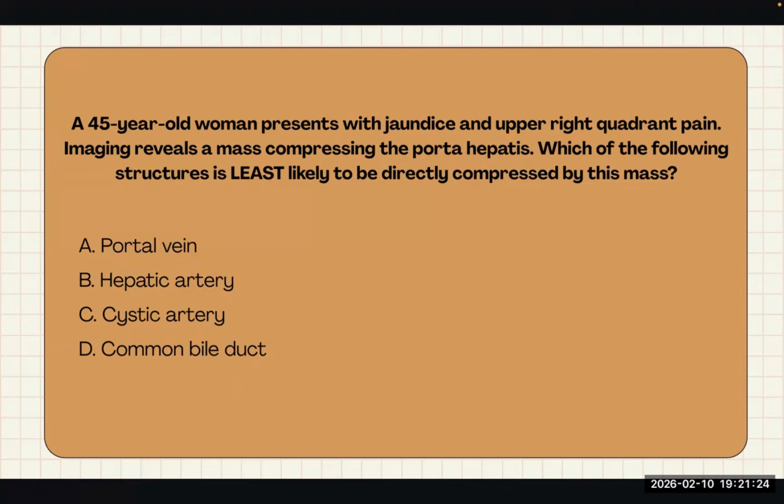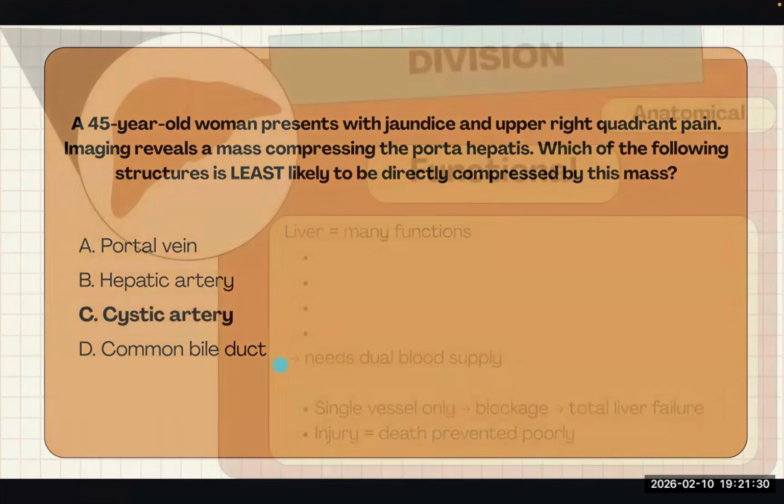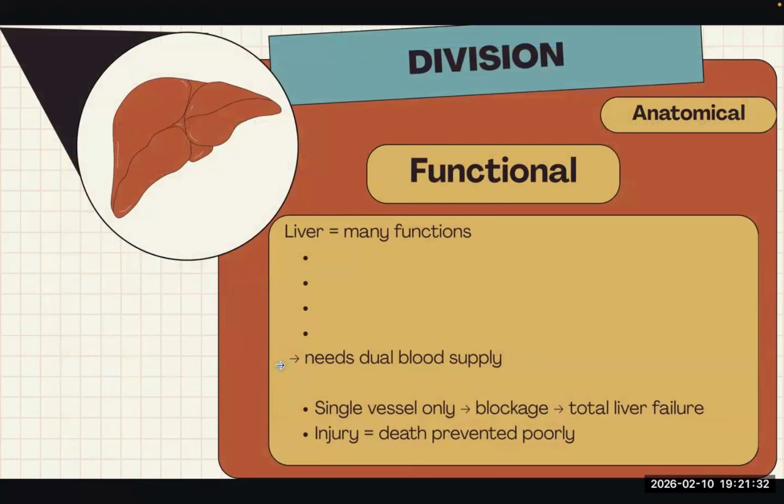We'll get to that at the very end when we talk about the gallbladder. Okay? So yes, you're right. It's the cystic artery. Now we talked about the anatomical divisions, so let's move into the functional divisions.